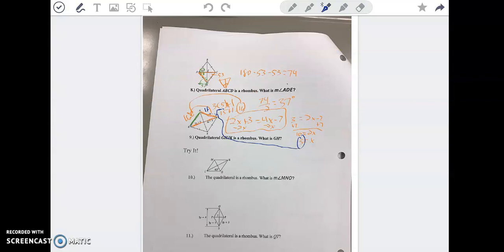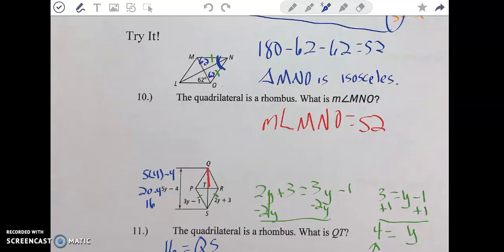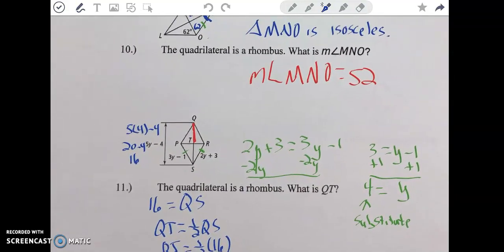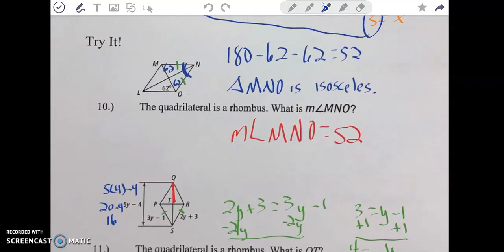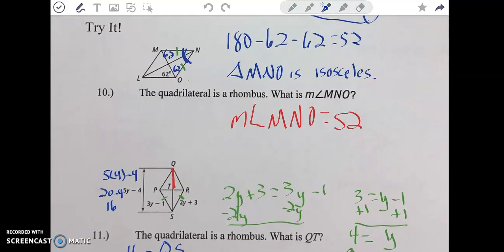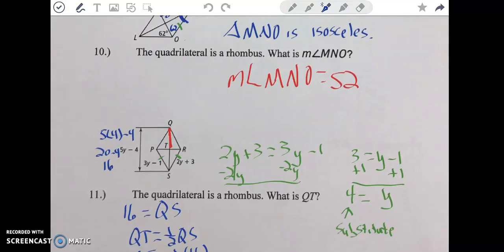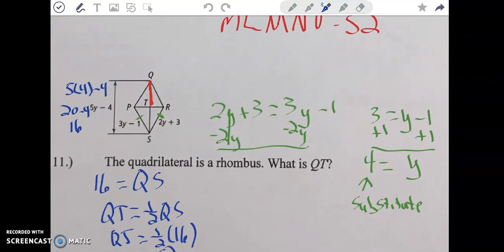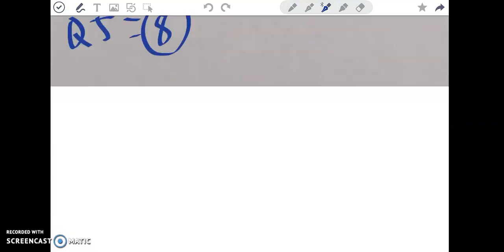Do 10 and 11, pause, do 10 and 11, and then come back and I'll have the answers written out for you. I might not explain them, but I will have them written out for you. Okay, so what I have now is the answers for number 10 and 11. Notice the explanations written on how I did number 10, and also look at how I did number 11 as well. If you have to, pause on both of these so you can take a look at what happened.